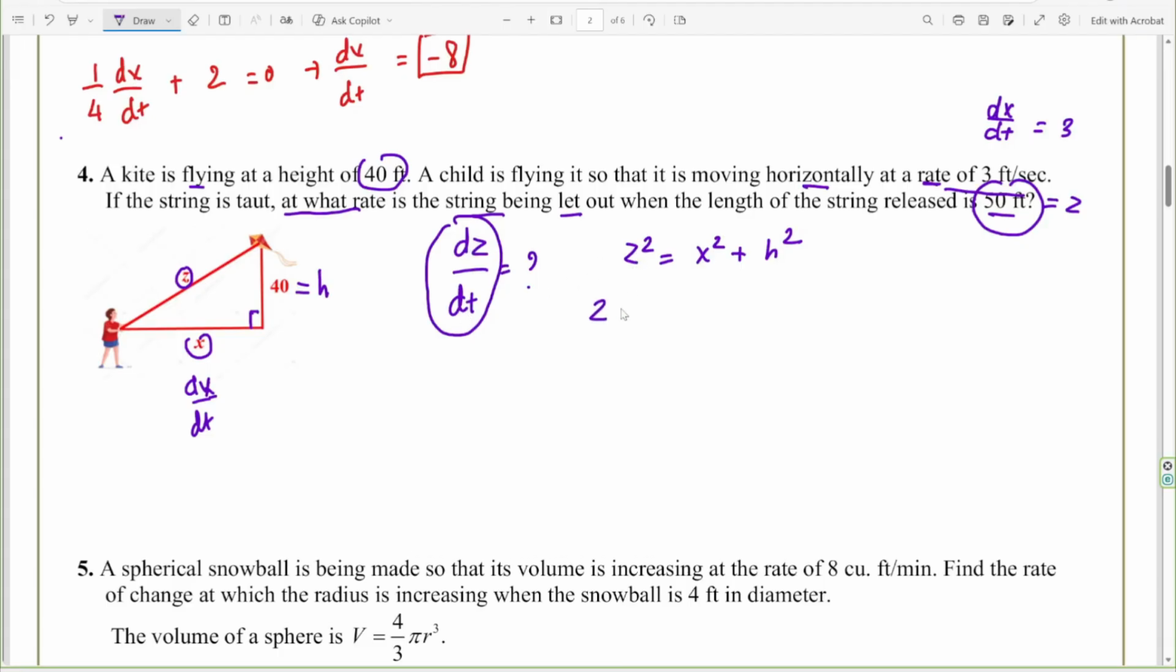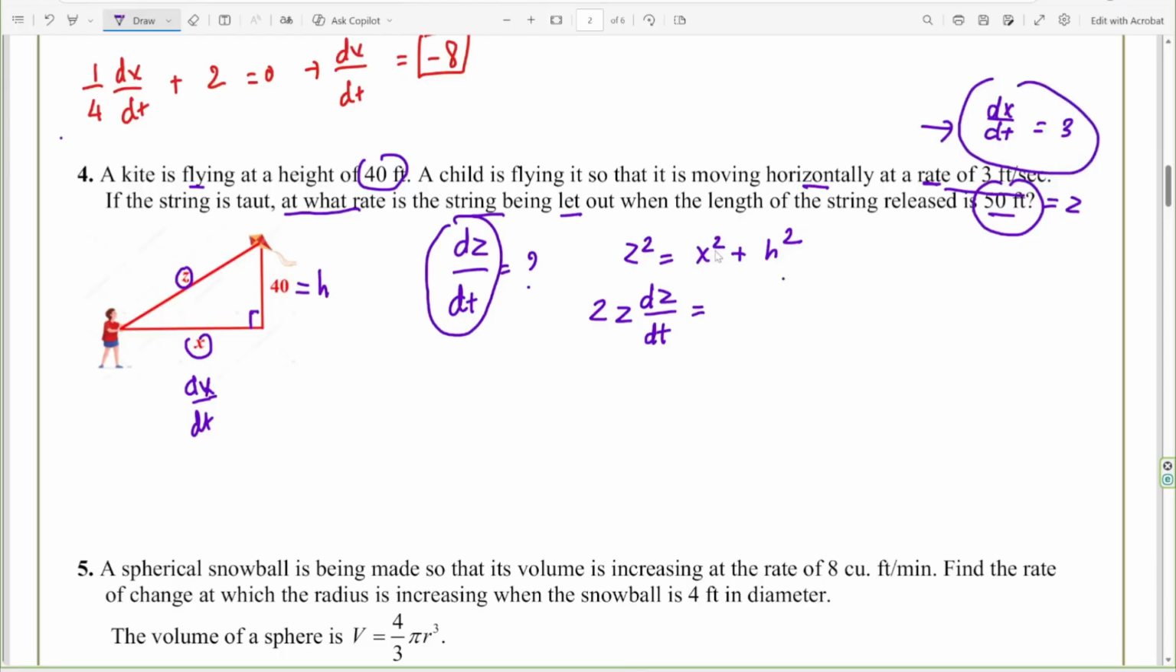So we have 2z dz/dt, right? Equals, same thing. We're given dx/dt equals 3. We need to use this one, right?